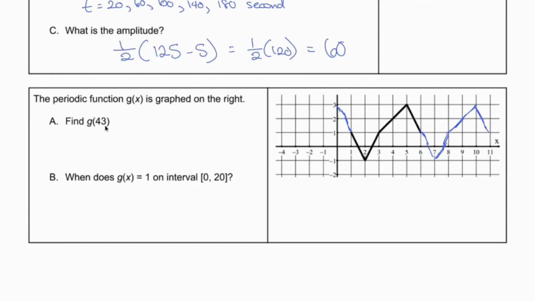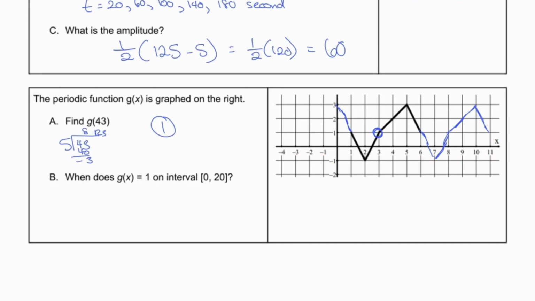Find g of 43. Well, this has a period of 5. So 5 is going to go into 43 8 times. Okay, 8 times 5 is 40. Okay, subtract, you get 3, remainder 3. So this behaves the same as where you are at 3, and where you are at 3 is 1, so the answer is 1. Speaking of 1, when does g of x equal 1 on the interval 0 to 20?